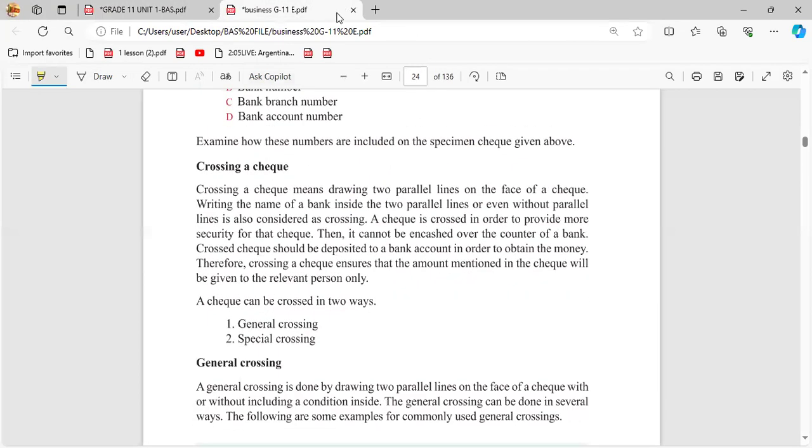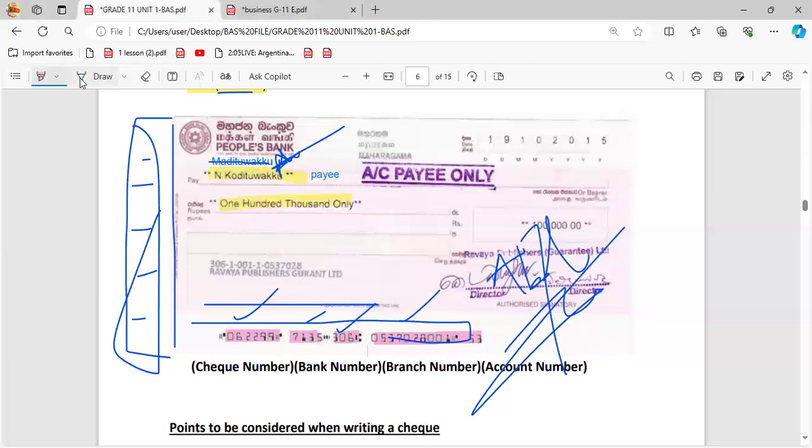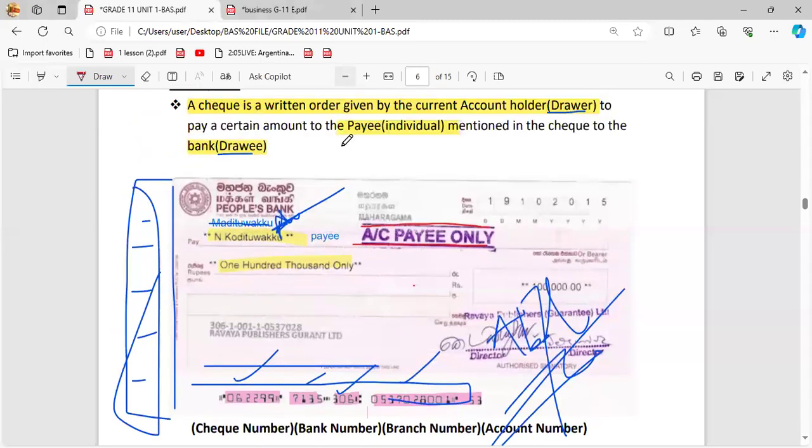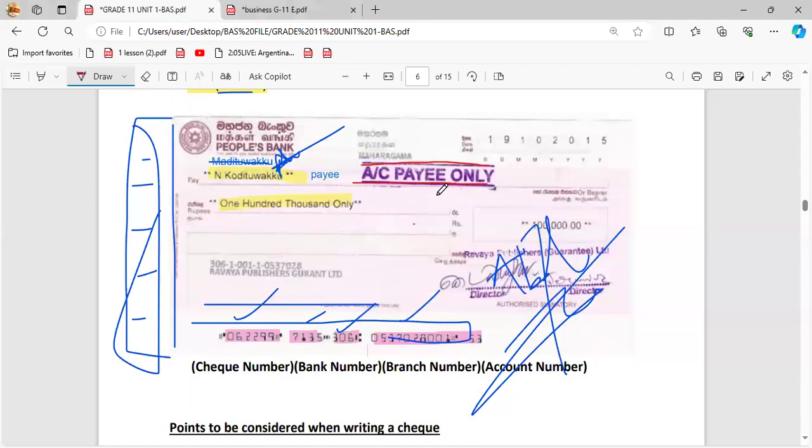Crossing a check. What do you mean by crossing a check? Crossing a check means drawing two parallel lines on the check, right? Actually, if you get a check from your friend and there are no parallel lines here, then you can go and encash your money from the bank counter. You don't have to go to a specific bank. You can go there and actually get the money.